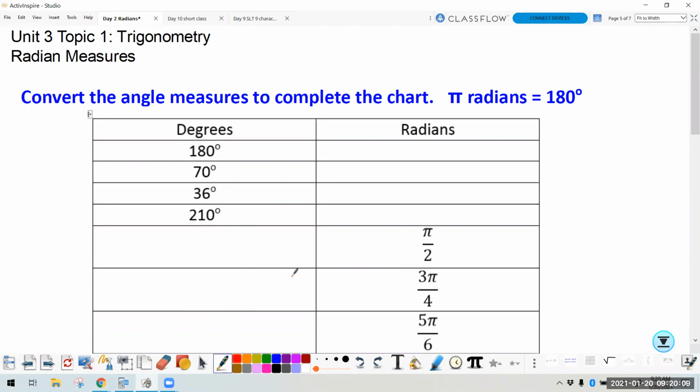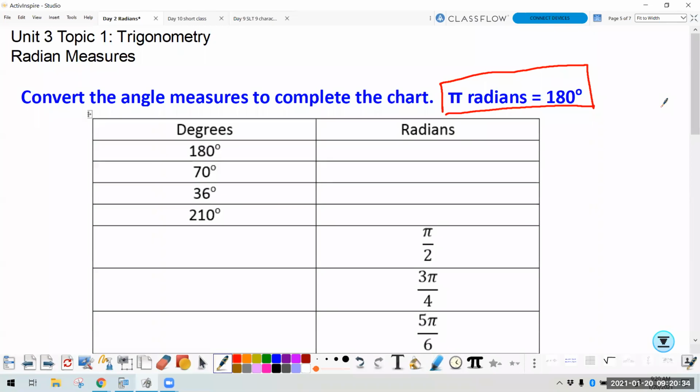We're used to degrees, so we're going to convert back and forth from degrees to radians. Eventually, radians is going to be our standard operating procedure. We're going to do everything in radians. So to get comfortable with radians, we're going to convert. We've got degrees, go back to radians. We've got radians, go back to degrees. Everything is still based on that pi radians is 180 degrees. We're going to use that to convert our units.